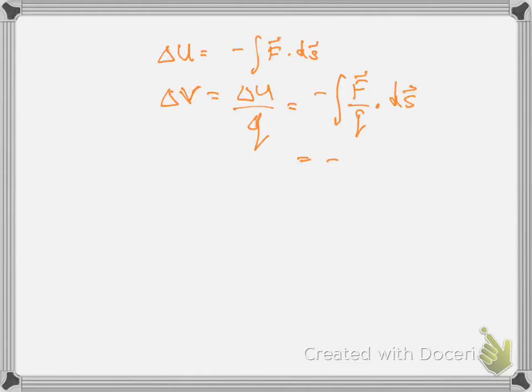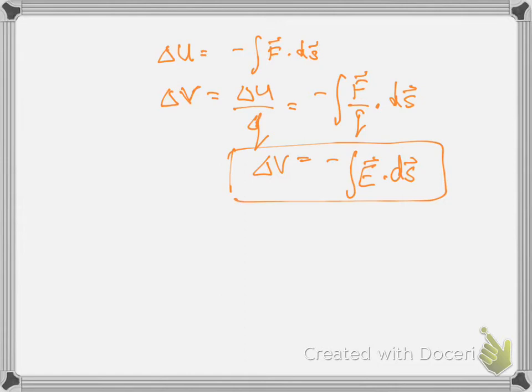And then remember the relationship: delta U is defined as minus the integral of F dot ds. Well, if delta V is delta U over Q, then we can just divide that integral by Q, and F over Q is E. So delta V, the change in electric potential, is minus the integral of E dot ds.